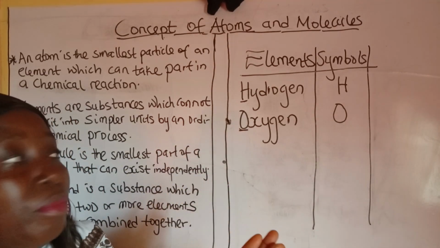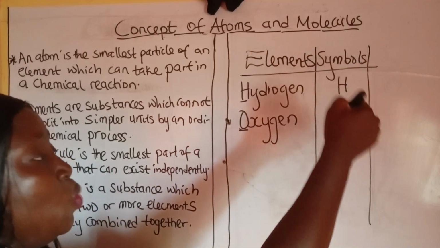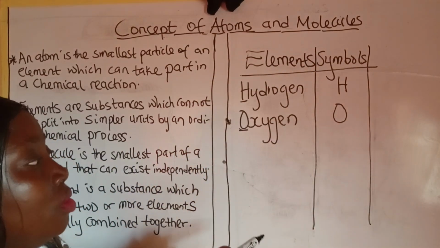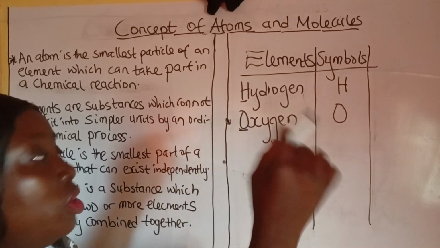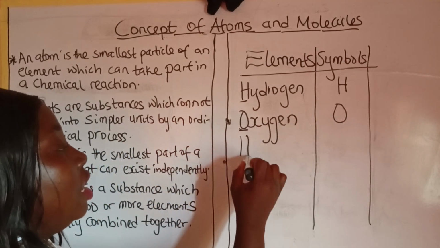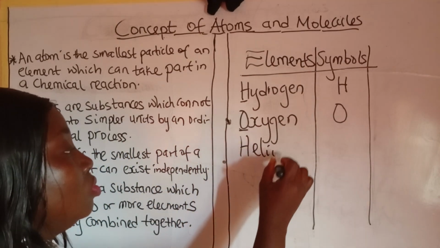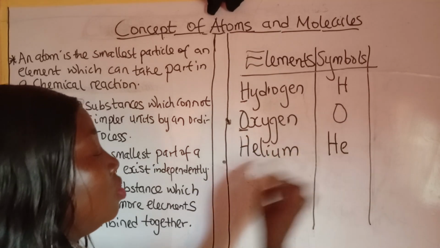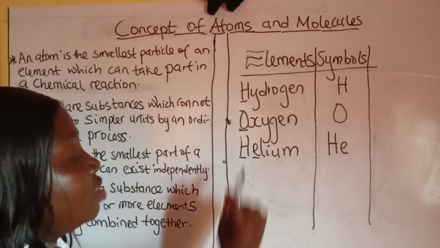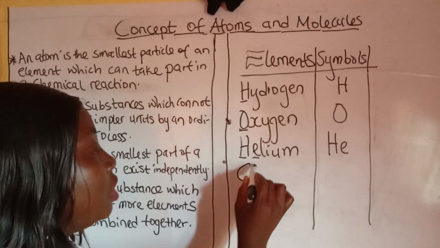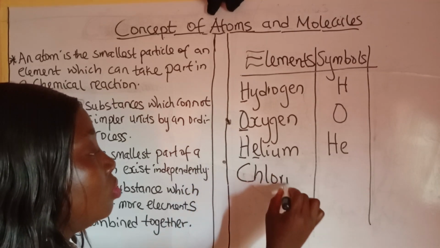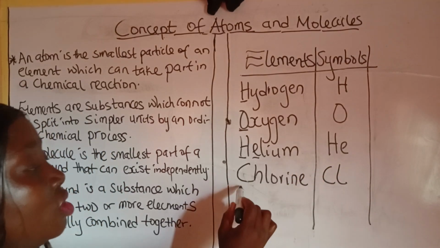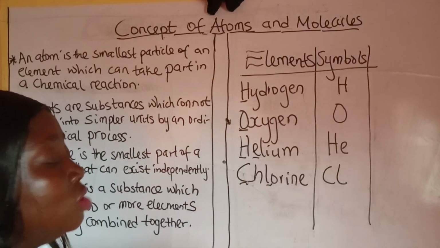However, there are some elements whose symbols were derived by not just using the first letter of their names, rather the first and any other letter. Let's consider helium. The symbol is He, the first letter and the second letter. Then chlorine with symbol Cl, which is the first letter and the third letter.